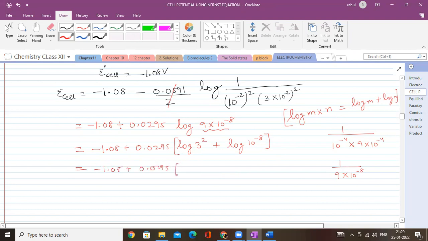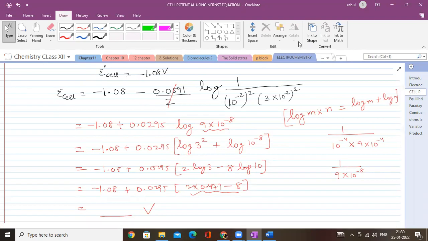Then this 2 comes in front: 2 log 3 minus 8 log 10. The value of log 3 you already know, it is 0.4771. So I'll write here 2 into 0.4771 minus 8 log 10, and we know log 10 is 1. If I solve this equation, whatever I get here, I multiply and write it in volts, and I'll be able to get the answer. I hope this is also clear to you.